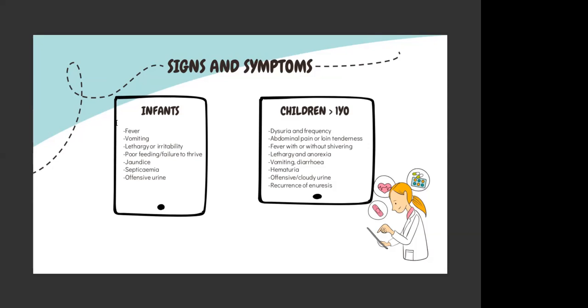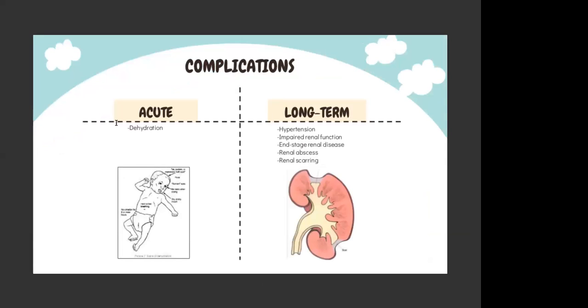So next is complication. Complications are divided into acute and long-term complications. Dehydration is the most common acute complication of UTI in the pediatric population. The long-term complications of UTI are hypertension, impaired renal function, and end-stage renal disease. Children with UTI may also develop renal abscess. And from what I have read, approximately 10 to 30% of children with UTI will develop some renal scarring.